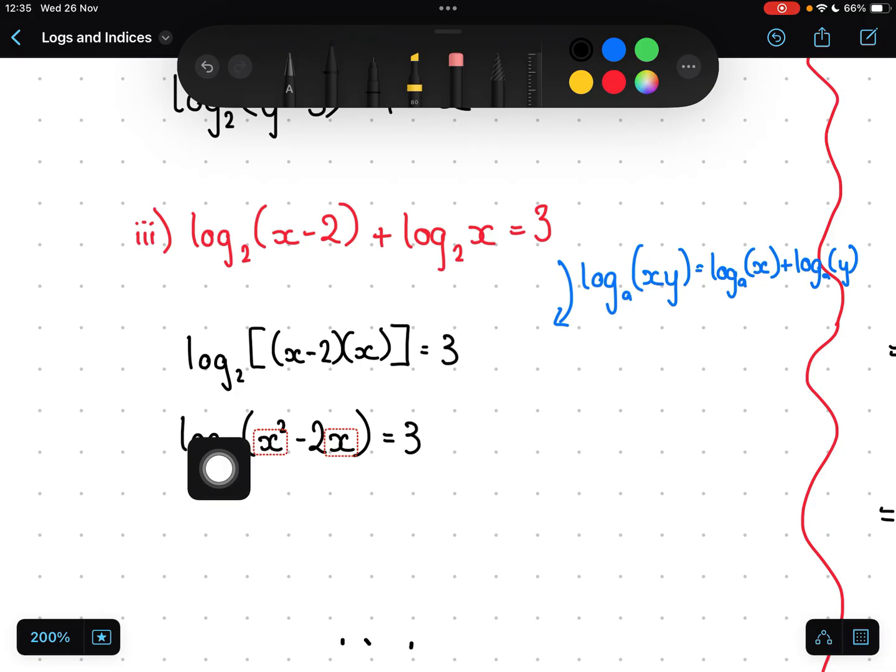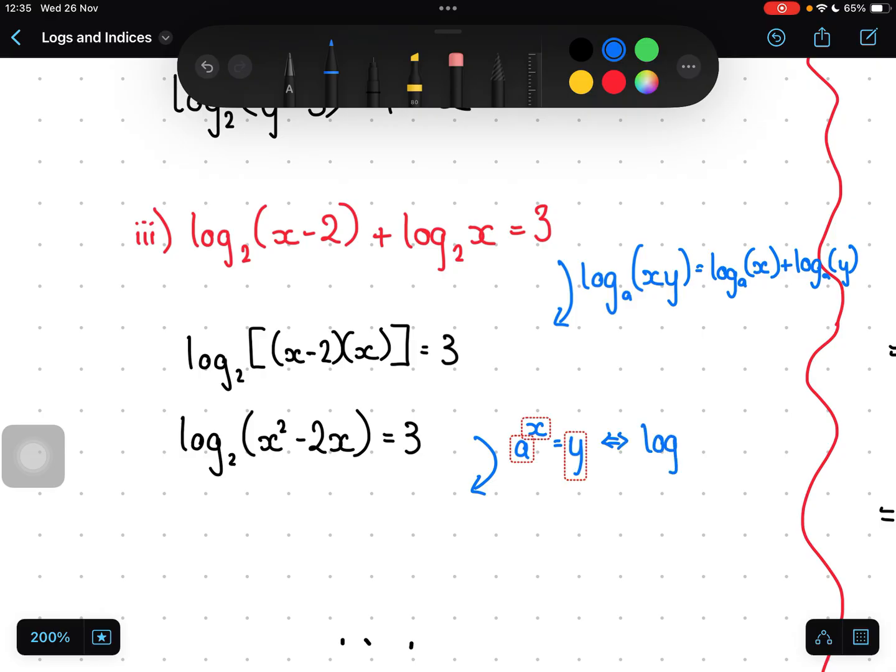If you were asked to get rid of the fact that there is a log here, you could use your log rule, which is what we're going to do. It tells me that a to the power of x is y if and only if log with a base a of y is equal to x. So to get rid of this log, I'm going to go backwards. It's going to be a, which is 2, to the power of what the whole thing when it was a log was equal to. Here the power is going to be 3, so 2 to the power of 3 is equal to x squared minus 2x.